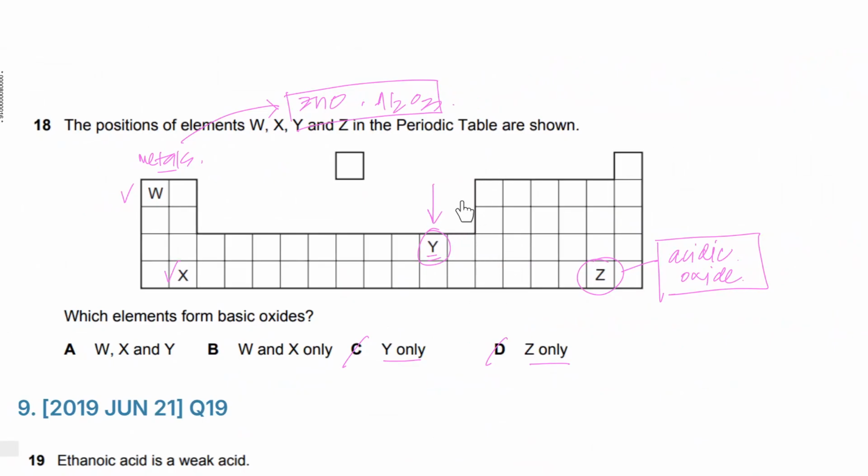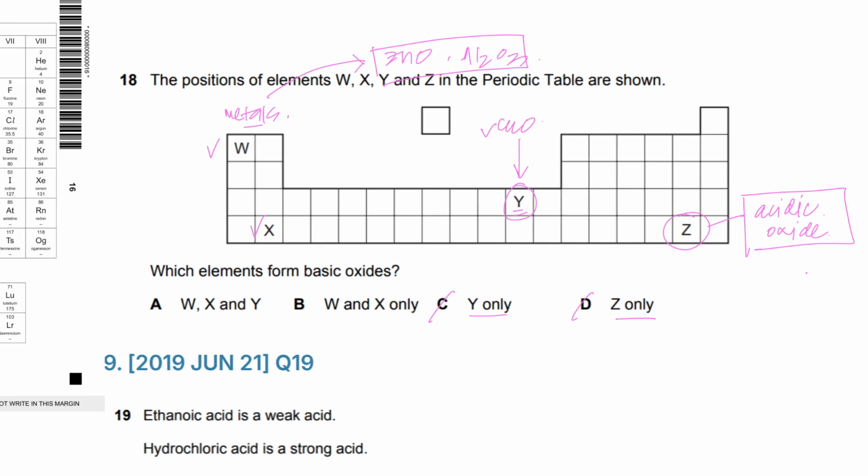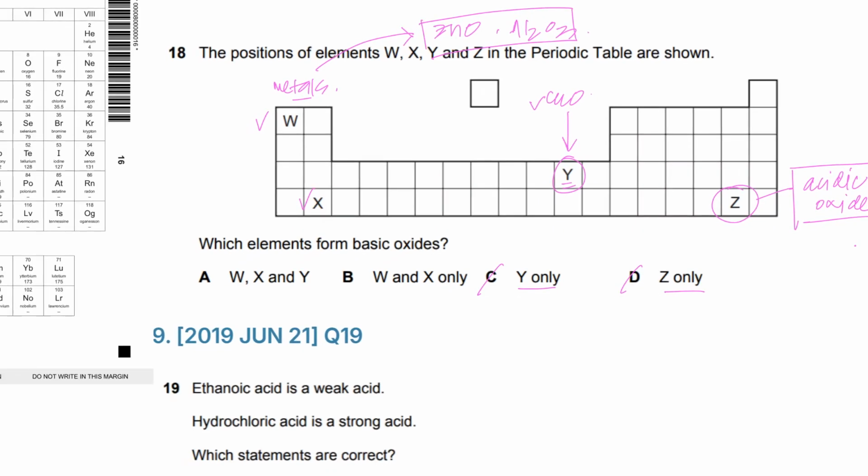And then you move on to group 3, right? So Y is copper oxide, not zinc oxide. That's why Y is also a basic oxide. So W, X, Y all are correct. A is the correct option, right?